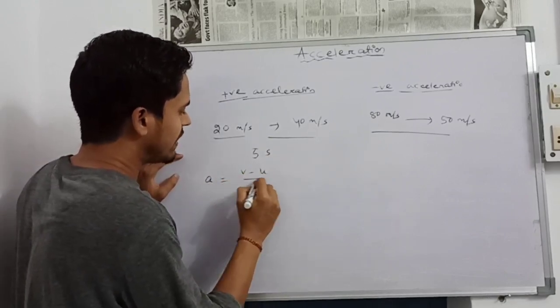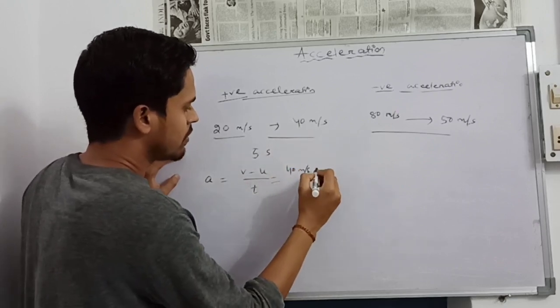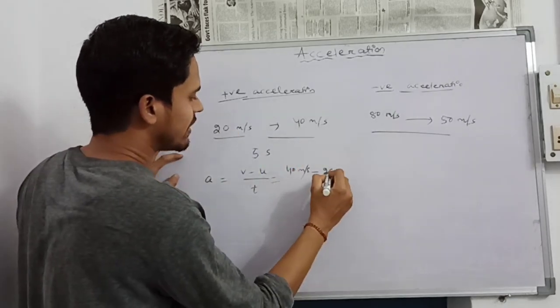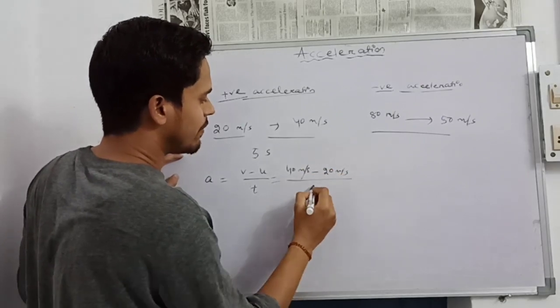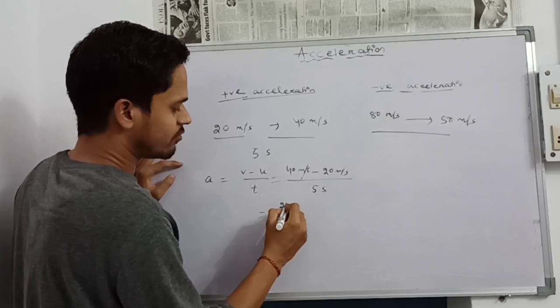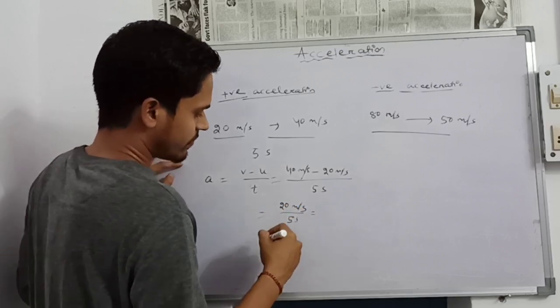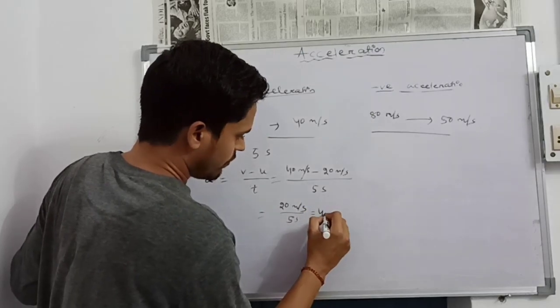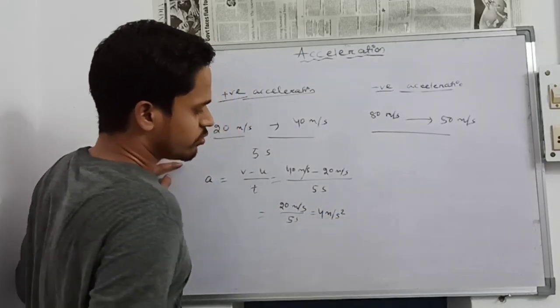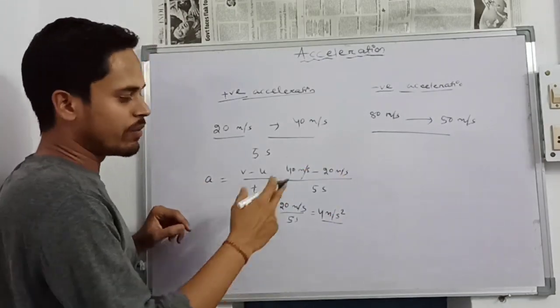v minus u by t. That is v is 40 meter per second minus u 20 meter per second, divided by 5 seconds. Yes or no? 40 minus 20, it is 20 meter per second by 5 seconds. That is 4 meter per second square. So the object is getting accelerated positively, that is 4 meter per second square.